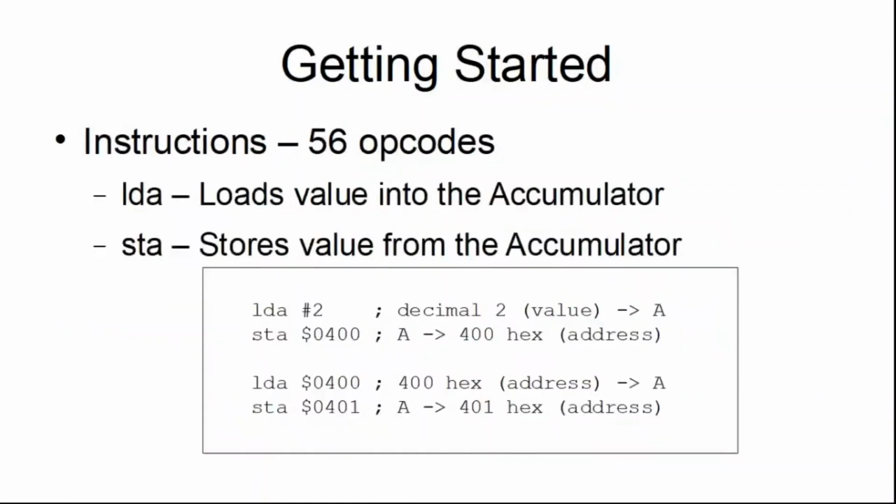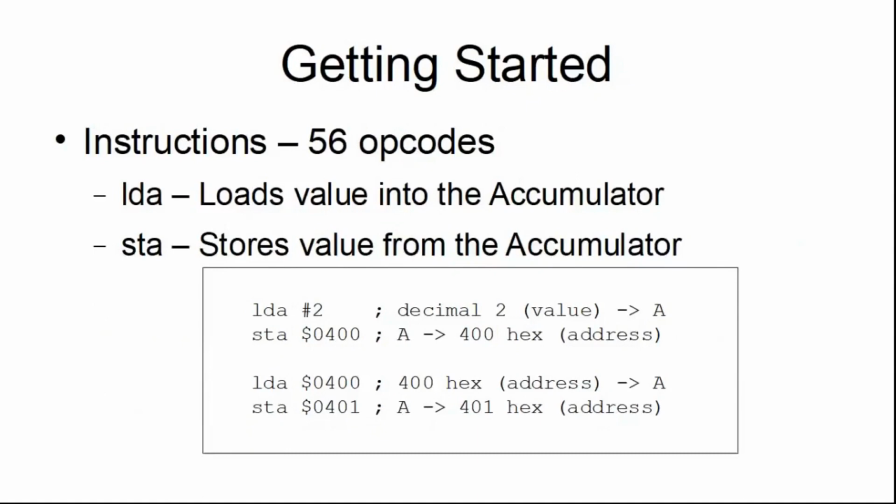Okay, moving on, we're going to talk about opcodes now. There are a total of 56 different opcodes in the 6502, and I'm going to talk about a couple of them right now. The first one is LDA, which stands for load value into the accumulator. What that does is take some value that you have as an argument after LDA and throw it into the A register, again, the accumulator. The next instruction I want to talk about is STA, which stores a value from the accumulator and throws it into memory.